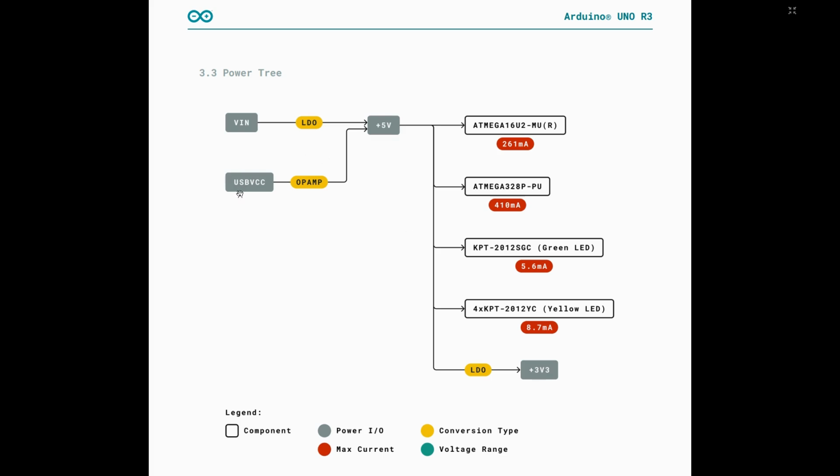Similarly, if you apply voltage from USB VCC, that is going to be fed to an op-amp that will generate a 5 volt, and this 5 volt is fed to the components that are used in the Arduino Uno R3 module.